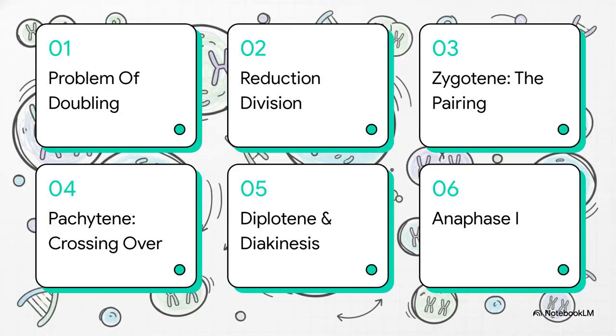Here is our roadmap for today's explainer. First, the problem of doubling. Second, enter meiosis, reduction division. Third, zygotene and the pairing, or synapsis. Fourth, pachytene and its crossing over secrets. Fifth, separation in diplotene and diakinesis. And sixth, anaphase 1, the final split.